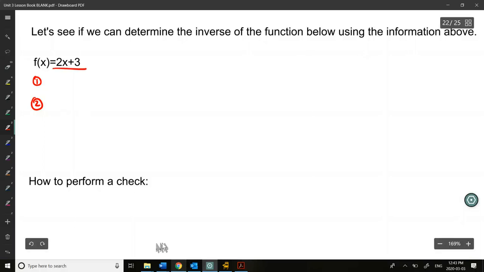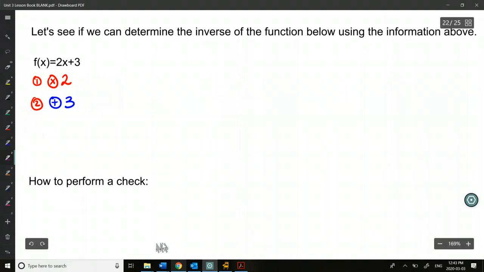Okay, so in this equation here, what operation happens to x first? Charlie? We multiply by 2 first, right? That's BEDMAS. x times 2. Does that make sense? So the first thing I do when I put an x in here is I multiply it by 2. And then the second thing I do is I add 3, right? Okay, so that's what f of x does.